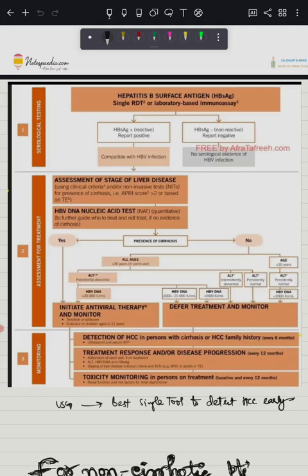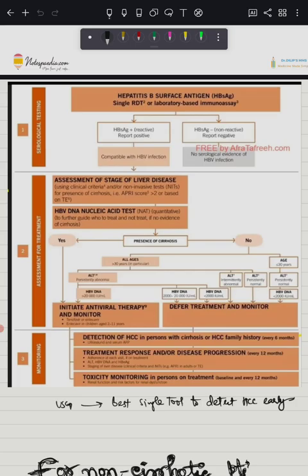If the patient's HBV DNA is more than 2000 international units per ml and ALT is greater than the upper limit of normal, you treat. But if the patient is not in cirrhosis, HBV DNA is less than 2000 international units per ml, and ALT is normal, you just observe and monitor.